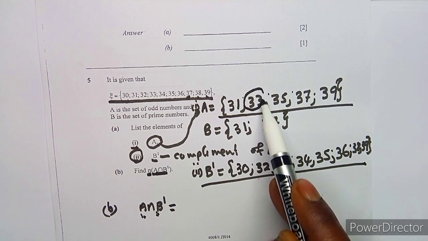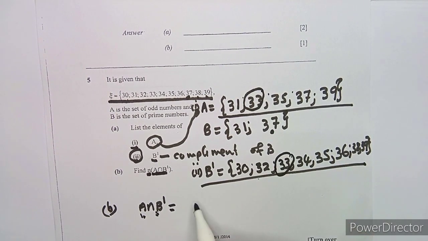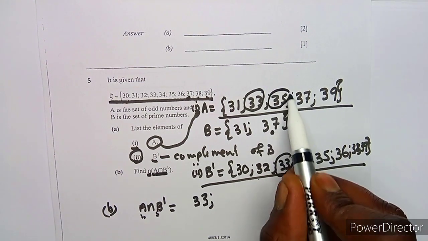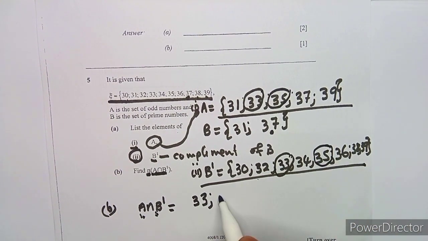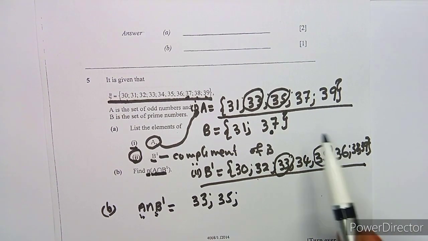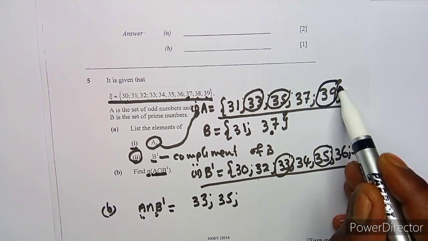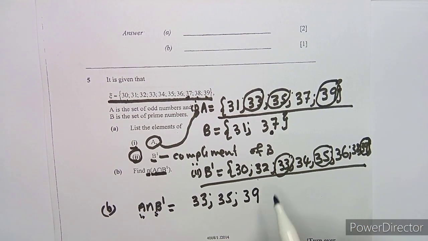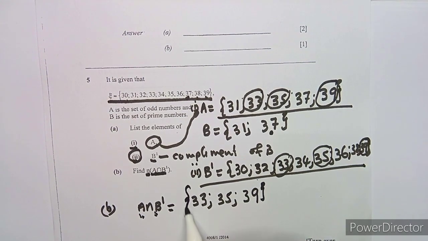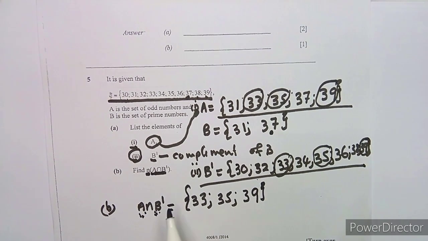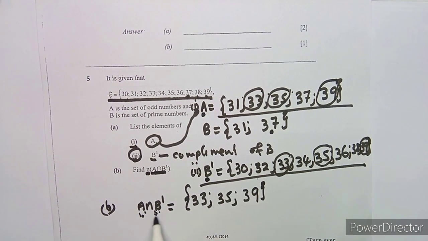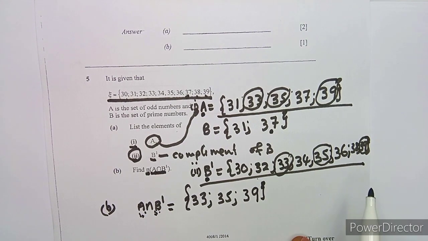Elements. We've got 33 here and 33 here. This is common between the two. What else do we have? We've got 35 and 35 here. This is common. They are common, two elements, they are common. All right, and 39 also, and 39 also, these elements, they are common. So that is what you have in A intersection, you are referring to the set of A and B complement. These are the sets that you have. What is in between those two sets?